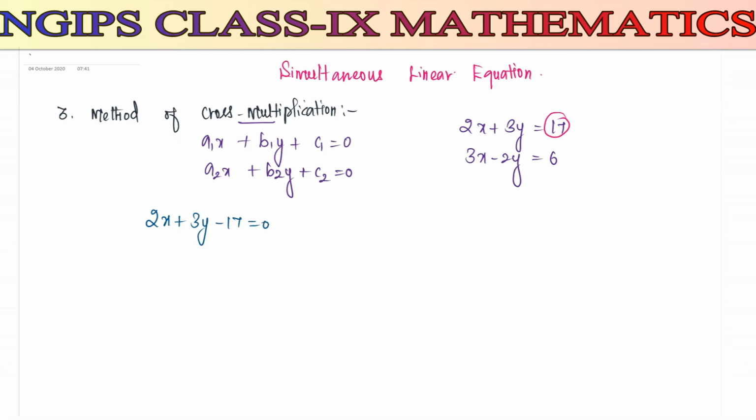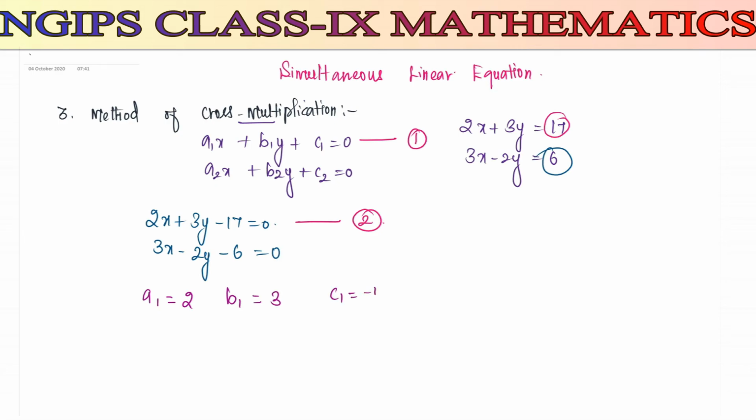Similarly, I am going to take the second equation also. 3x minus 2y plus 6, when you shift to the opposite side it will be minus 6, is equal to 0. On the right hand side we have only 0, and on the left side we have the whole expression. Now I am going to equate the coefficients in both the equations. Here we have a1 is equal to the coefficient of x, which is 2, b1 is the coefficient of y, which is 3, and c1 is the constant term, we have minus 17.